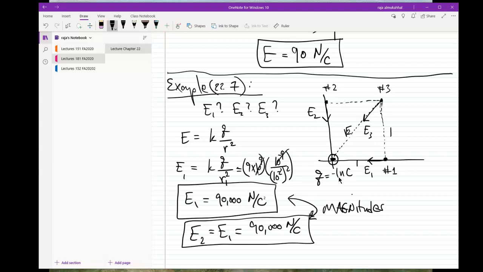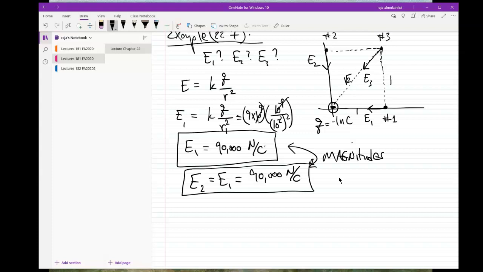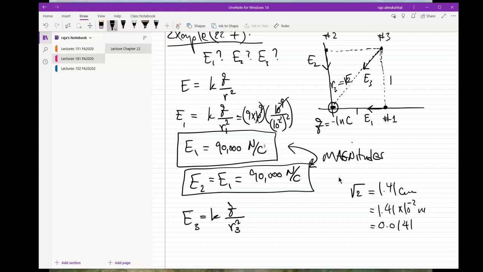Okay. Now, let's do E3. E3 is a little bit tougher because it requires two dimensions, so you have to get components, because it's a vector. Let me just get E3 by itself as a magnitude without components. Well, E3 is just going to be KQ over R sub 3 squared. And R sub 3 is really just the square root of 2. You see what I'm saying? And the square root of 2 is 1.41 centimeter, that is. So that's 1.41 times 10 to the negative 2 meters, which is equal to 0.0141 meter. Is that okay? So that's the number I'm going to be using.